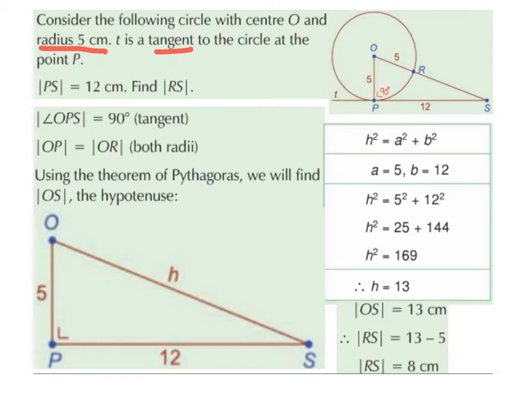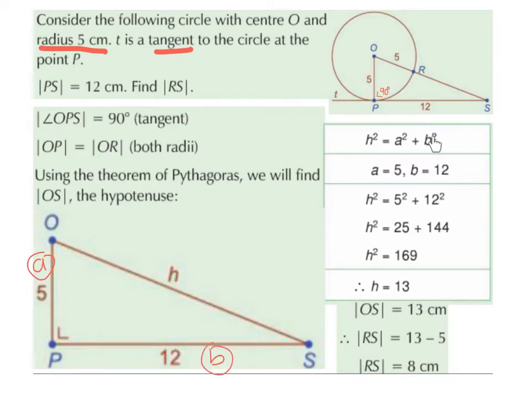So we're going to use our formula for Pythagoras' theorem, which is h squared equals a squared plus b squared. Or we could use the formula from our formula book, which is c squared equals a squared plus b squared. It doesn't matter which one you use, so long as the h or the c is the hypotenuse, which is the longest side. So I'm going to label my triangle, so the h is going to be the hypotenuse. I'm going to label 5 as a, and I'm going to label 12 as b.